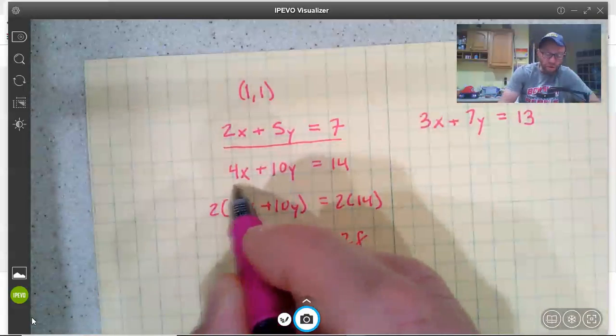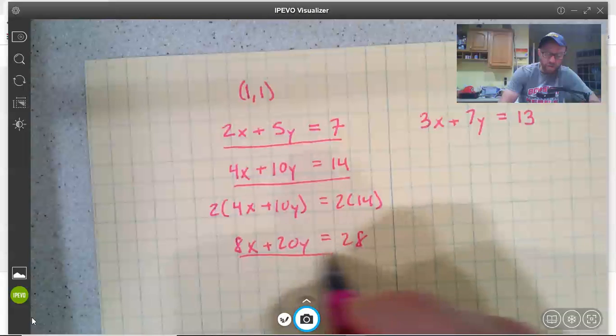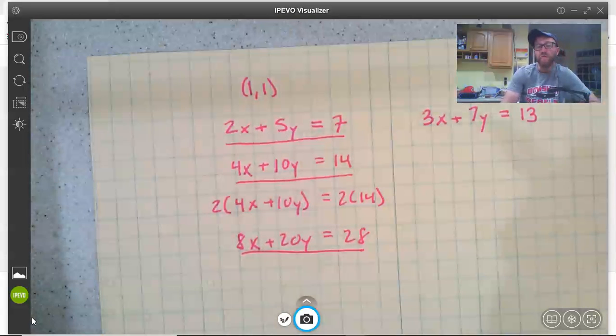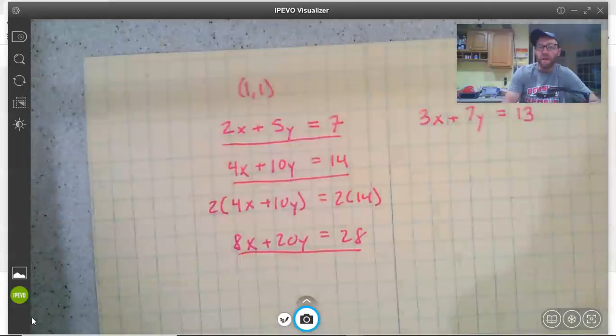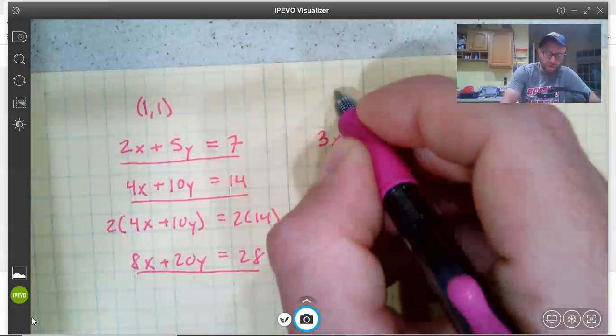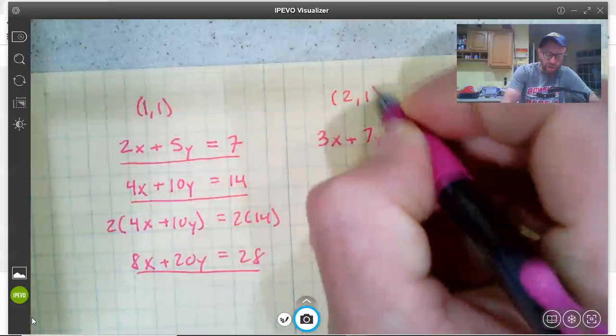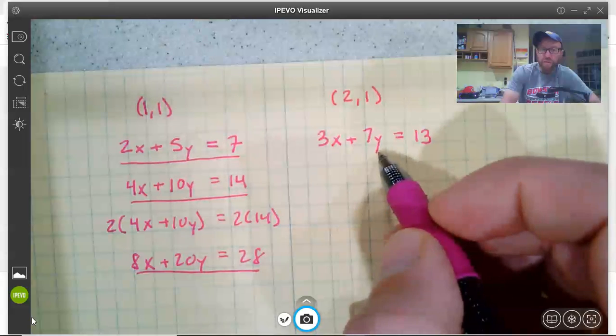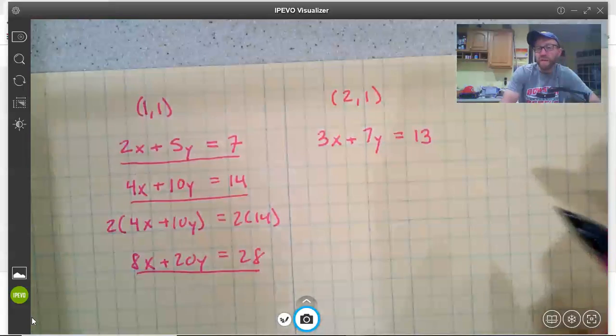And so this equation, and this equation all have the same solution set. They're all the set of points that make the same line. So if I were to graph these three equations, I would have the same line every time. Here's another one over here. A particular solution to this is the point 2, 1. 2 times 3 is 6. 7 times 1 is 7. 6 and 7 is 13.